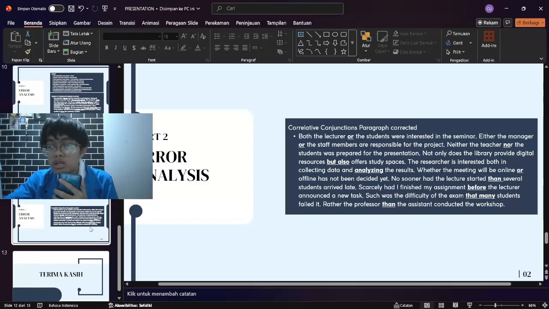No sooner had the lecturer started than several students arrived late. Scarcely had I finished my assignment before the lecturer announced a new task. Such was the difficulty of the exam that many students failed it. Rather the professor than the assistant conducted the workshop.